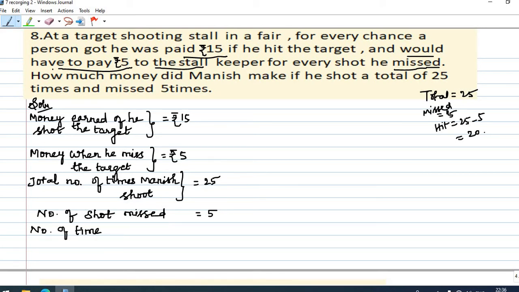Number of times he hit correctly is equal to 20. See, these are the things which are given in the question. Just I am going to find from where? From the number of times he hit correctly, because he missed 5 times. The total number of times shot was 25. If he missed 5, the balance is what? 20 he hit correctly. So these are the 4 steps which are given in the question. From here I am going to find out. Can you clear this? Now I am going to calculate the money earned.